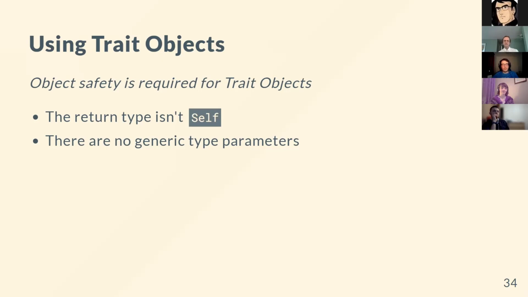Make sure that the return type on its methods isn't Self, which is in itself straightforward. If it doesn't know what type it is, it can't resolve the alias. And make sure there are no generic types. So it's the same story. If it can't resolve the generic type into a concrete type, then you can't use it at compile time. So it's not object safe.